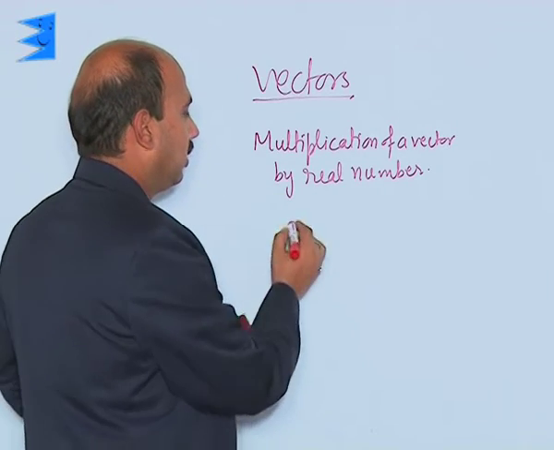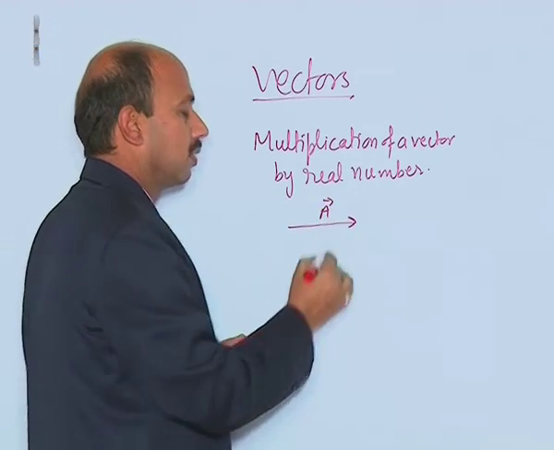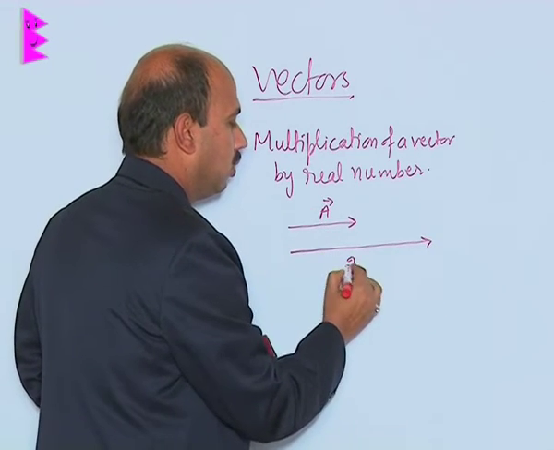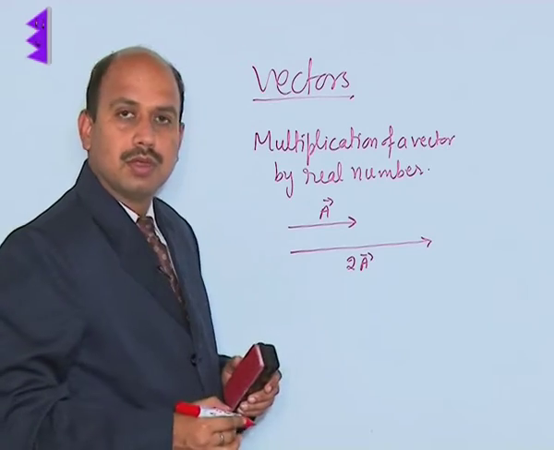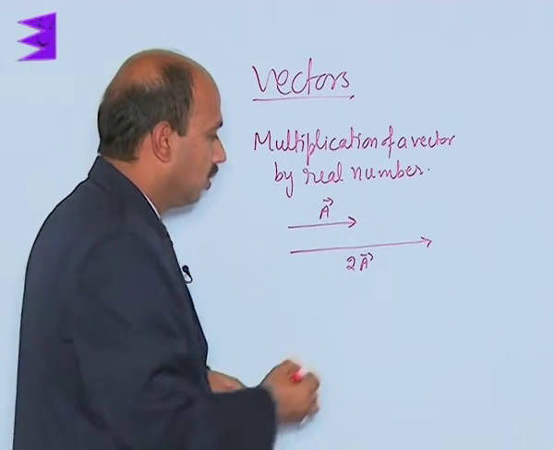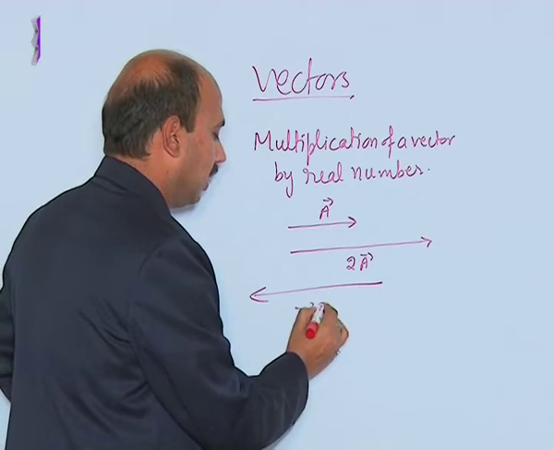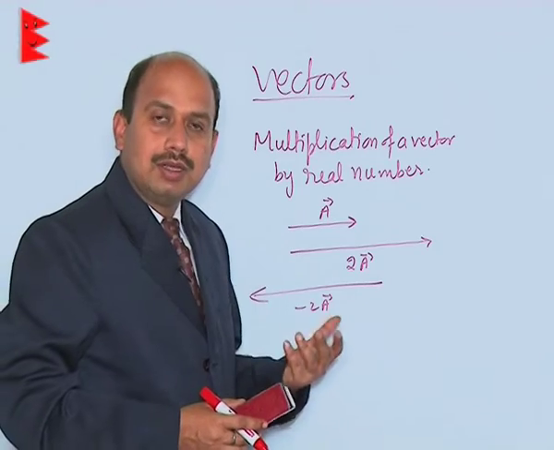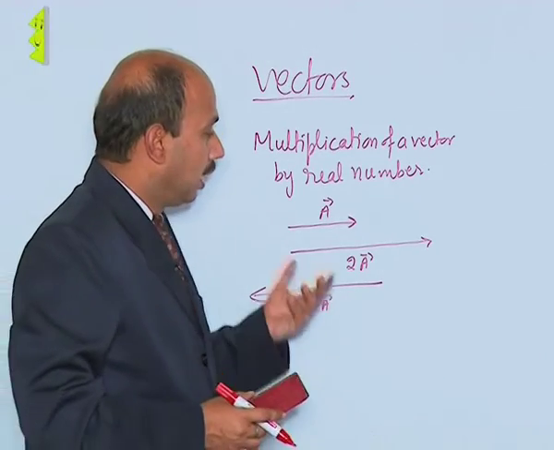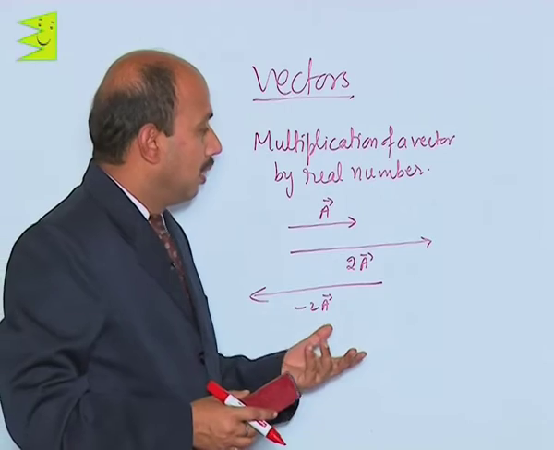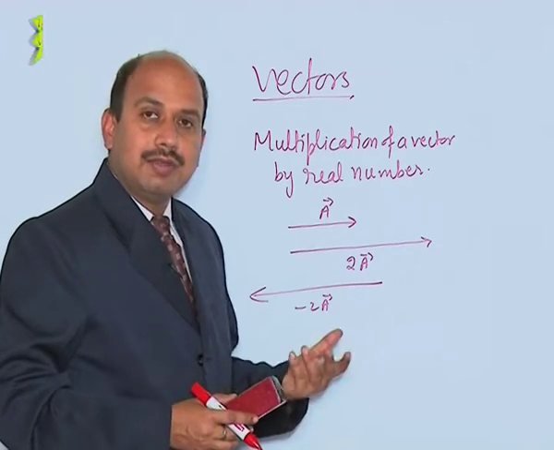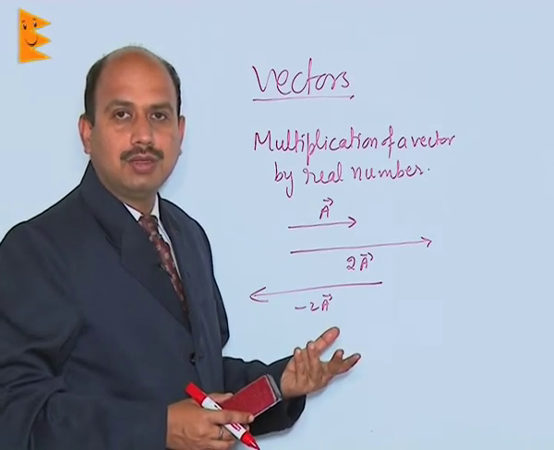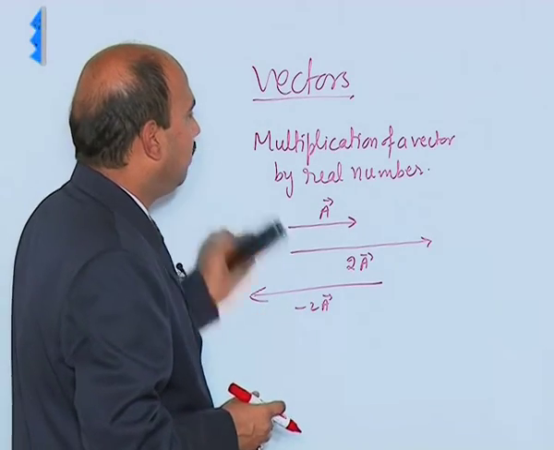Suppose you have a vector A like this and it is multiplied by 2. So, this will be twice of A. If you multiply by minus 2, it will become like this, minus 2A. So, when you multiply any vector by a real number, its magnitude increases according to the number multiplied, and if the number is negative, the direction also gets reversed, and if it is positive, then the direction does not change.